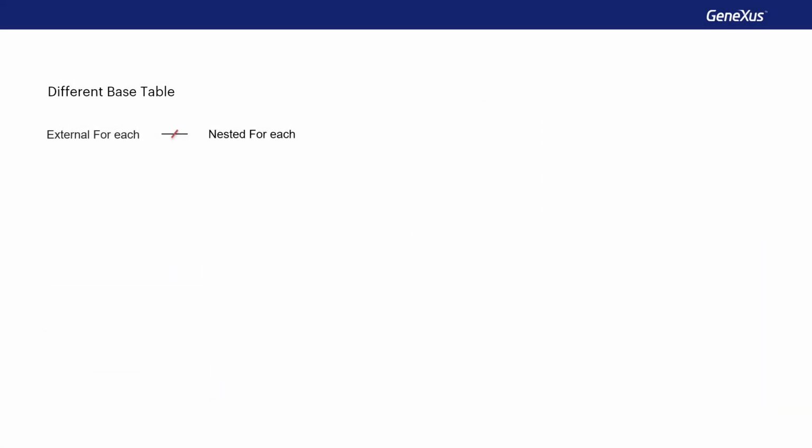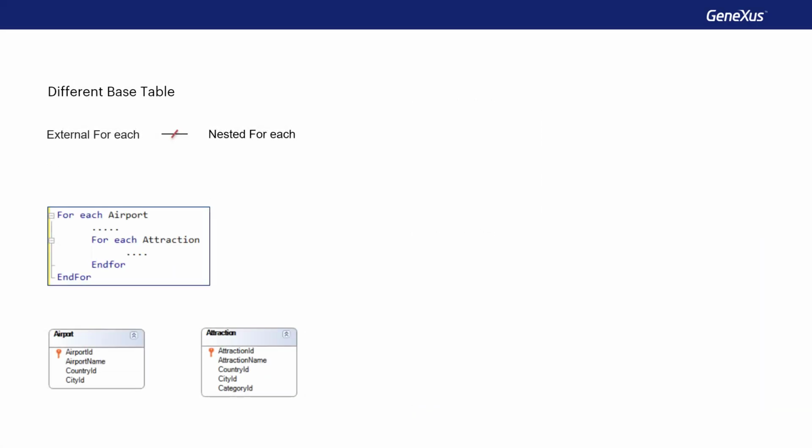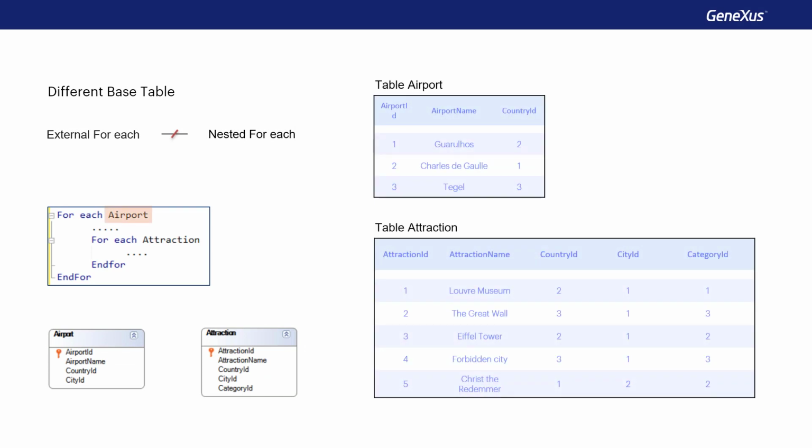In the second case, when there is no relationship, for each record considered in the main for each, the nested for each will run its instructions for all the records of the other table, because it has found no relationship between them. This operation is known as Cartesian Product.